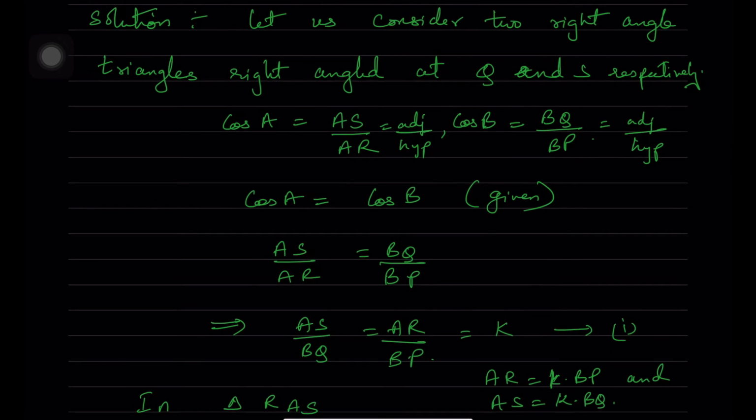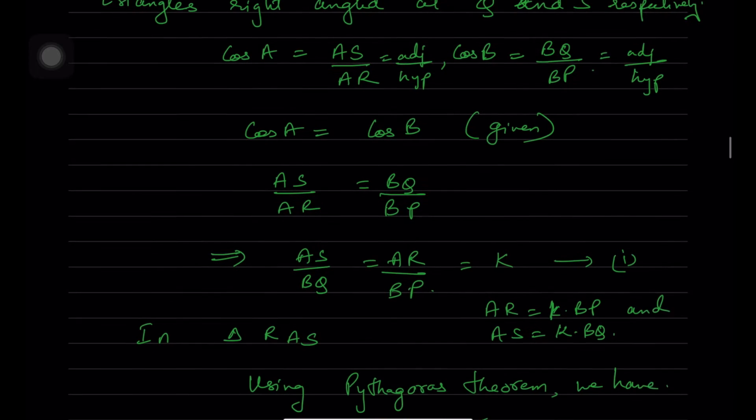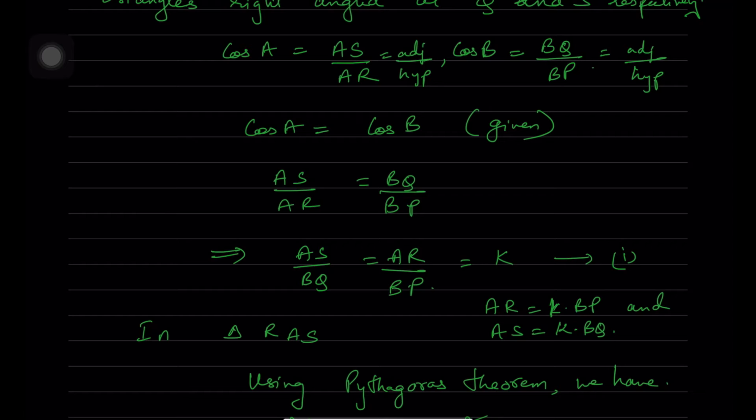Now what is given to us? Cos A is equal to cos B is given. So cos A is AS by AR, which is equal to BQ by BP. Therefore AS by BQ is equal to AR by BP, which is equal to K, for some constant K we are taking. Taking AS by BQ equal to K and AR by BP equal to K, you get AR is equal to K into BP and AS is equal to K into BQ.